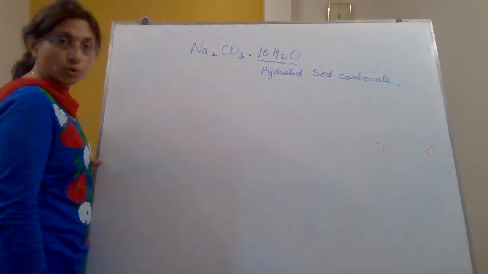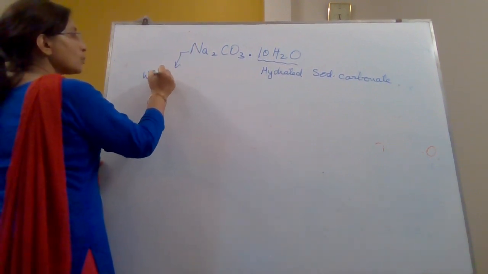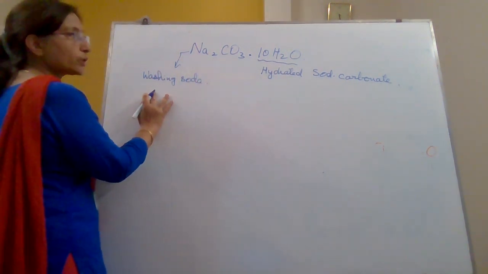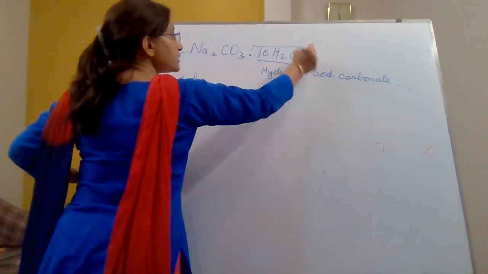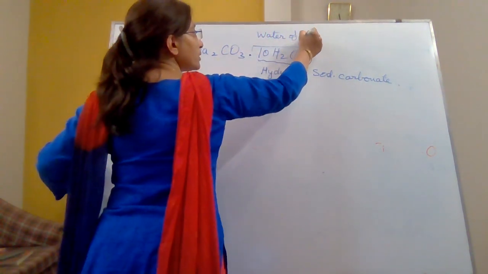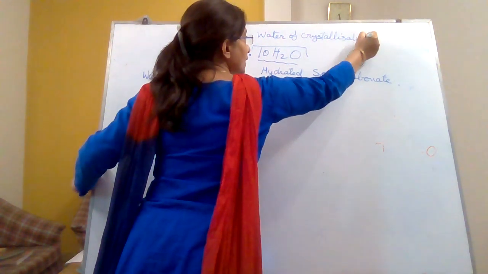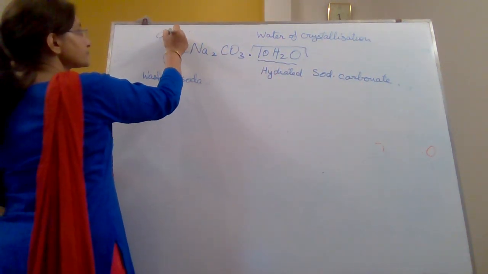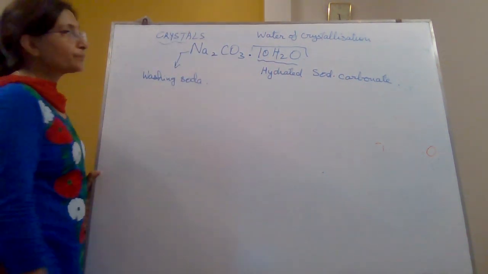You know what is hydrated sodium carbonate? This is your washing soda. And this washing soda, obviously क्योंकि इसमें water of crystallization present है, what is this? This is water of crystallization. Therefore, it is in the form of crystals. It is in the form of crystals, right?